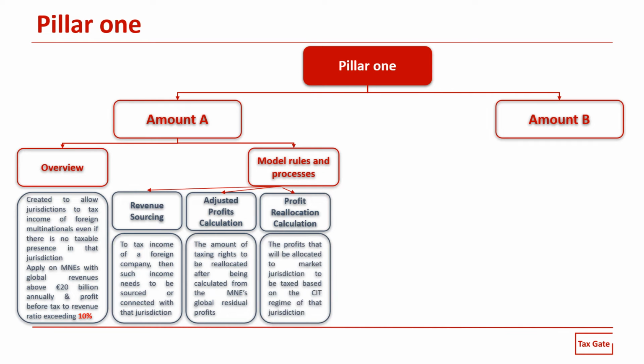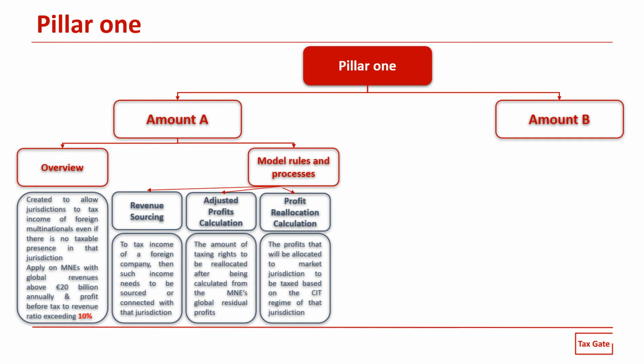Good. The next point would be profit reallocation calculation. And here we would highlight that once the adjusted profits are determined, then the multinational group would proceed with the profit reallocation calculation according to the profit allocation rules, which should determine the amount of profit that is going to be allocated to the market jurisdictions, and here such amount is 25% of the profits that are above the 10% profitability threshold. Once those profits are determined, they will be allocated to the jurisdictions based on the proportion of local revenue sourced from those jurisdictions to total group revenue.